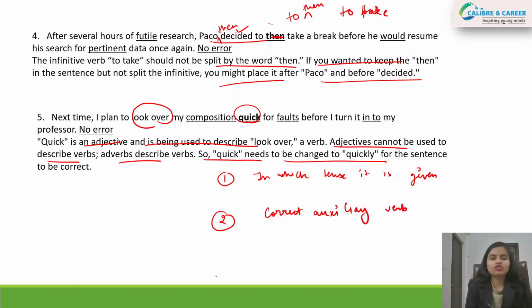Alright, and also you should see, like now we could identify that quick is an adjective, but here it is explaining the verb, that is look over. So you cannot use quick with it, you have to use quickly. That means adverb. Adverb explains this verb, not adjective. So this rule that we could identify, we could recall now, is because we studied it in our adjective only. So these are the two things that you should remember: first, in which tense it is given, and second, you should identify the correct auxiliary verb.